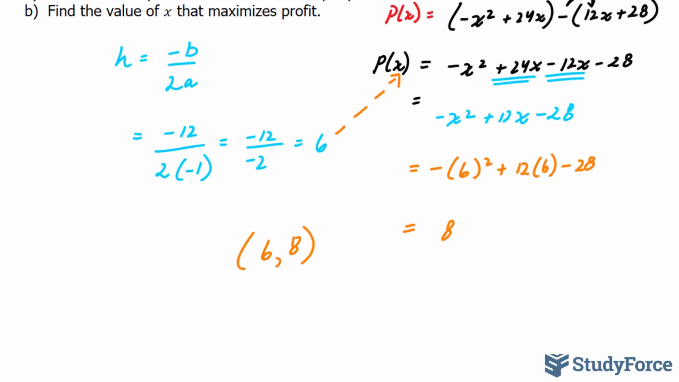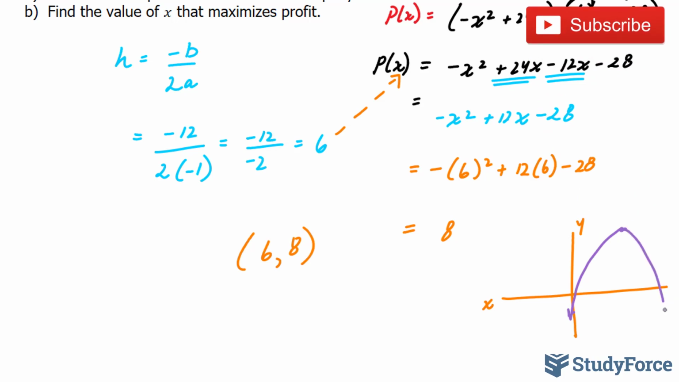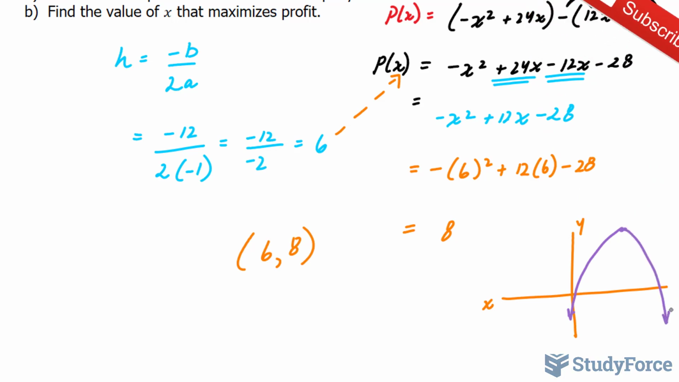Now since our equation, the profit equation, has a negative a value, this means that the quadratic would open downwards. So if I were to sketch this on an x and y plot, and this is just a sketch, it's not accurate, our vertex would be at 6 and 8, and it would open down. You would have two roots. And anything after 6, so this is 6 and 8, anything after this would result in a decreased profit, and anything before 6 would also result in a decreased profit. Therefore, this right here is our maximum value.